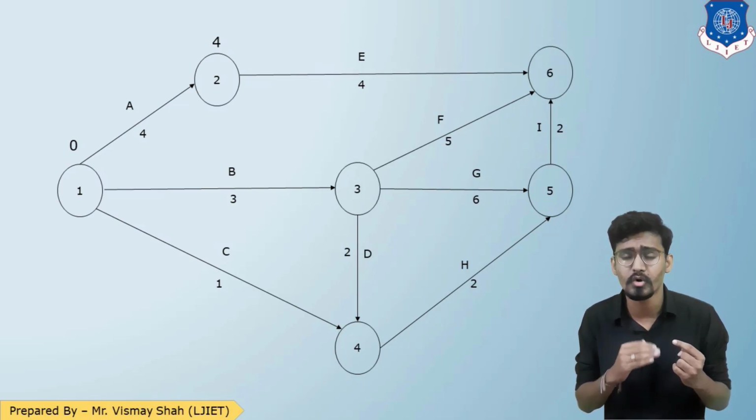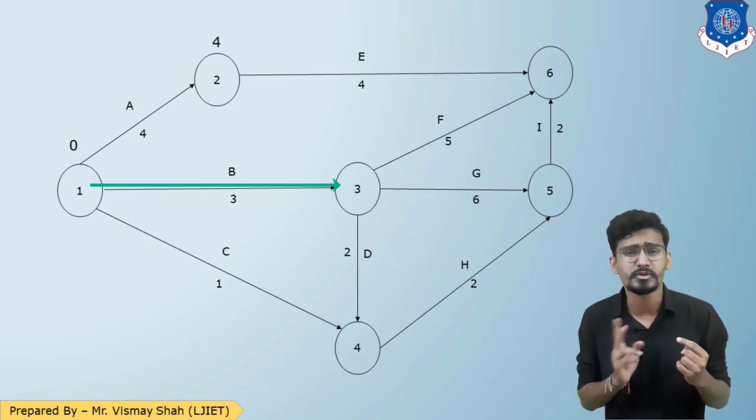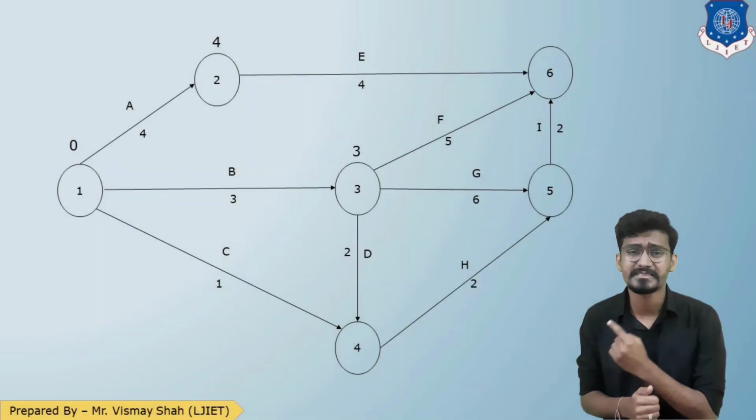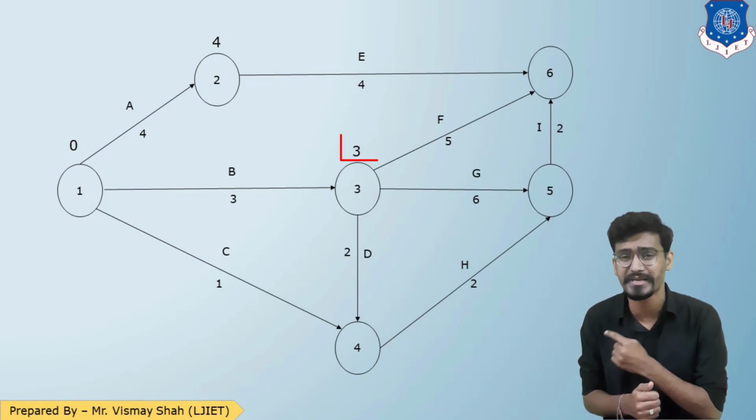Now we have gone from 1 to 2. Now let us go to 3, pardon me, 1 to 3. For 1 to 3 there is only one way, activity B having duration 3. So 0 plus 3, 3. Let us draw that. Here is the timing for event number 3, that is 3.